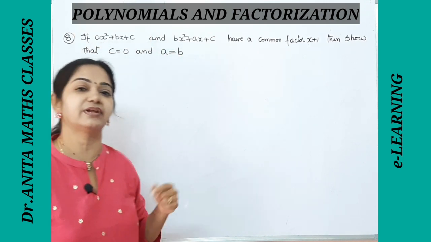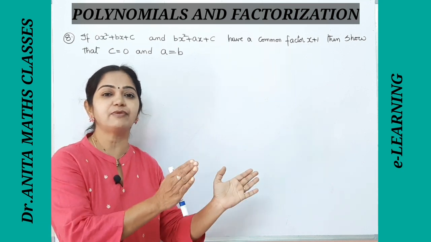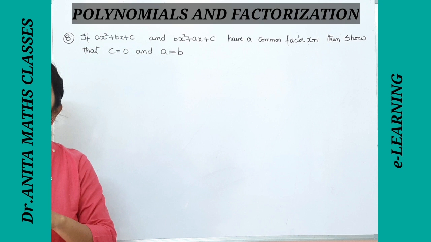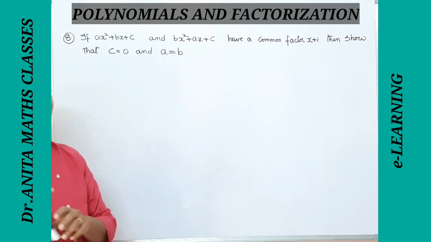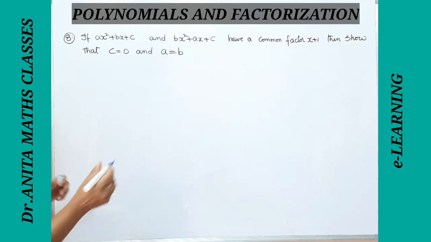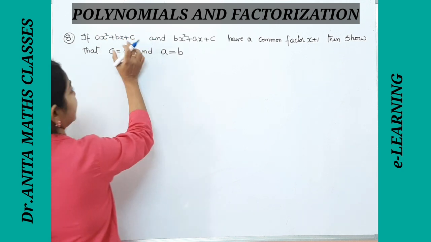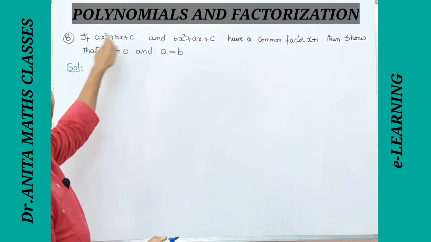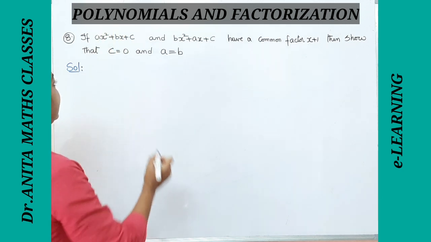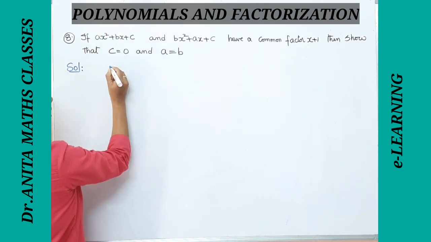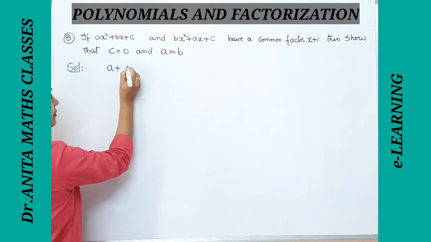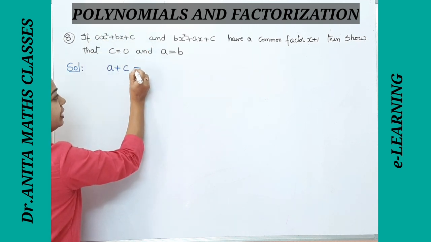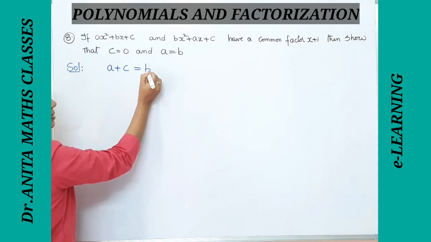We know the condition for x plus 1 is that the sum of the coefficients of the even powers of x must be equal to the sum of the coefficients of odd powers of x, right? Here, a plus b plus c, let us take this one. If you take the even powers, x square and the constant, the sum of the coefficients of even powers is a and c. It should be equal to the odd power. The odd power coefficient is b here.